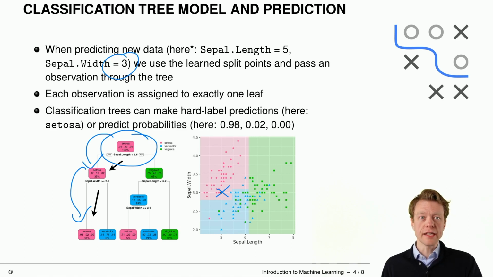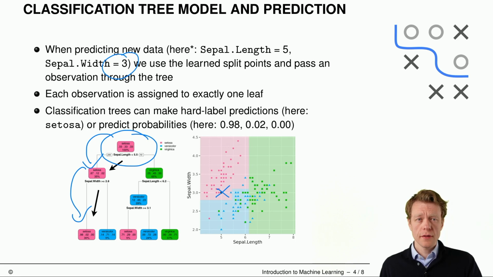This means also that each observation is assigned to exactly one leaf, so there's no ambiguity here. A classification tree can make a hard label prediction, as in this case setosa, but we can also predict probabilities, or let's say probability scores, which are here 0.98, 0.02, and 0.0.